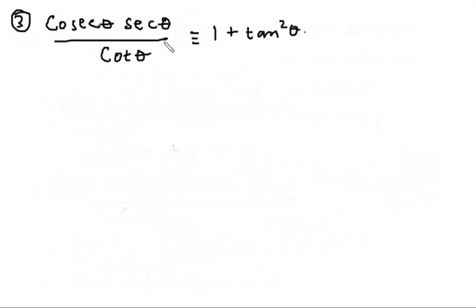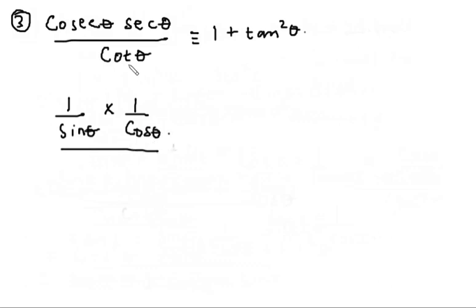Okay, so like we did before, we pick a side. So I'll be picking the left hand side. I'll be converting everything to sines and cosines. So cosec theta is 1 over sine theta, and sec theta is 1 over cos theta. This is divided by tan theta, which is sine theta over cos theta.